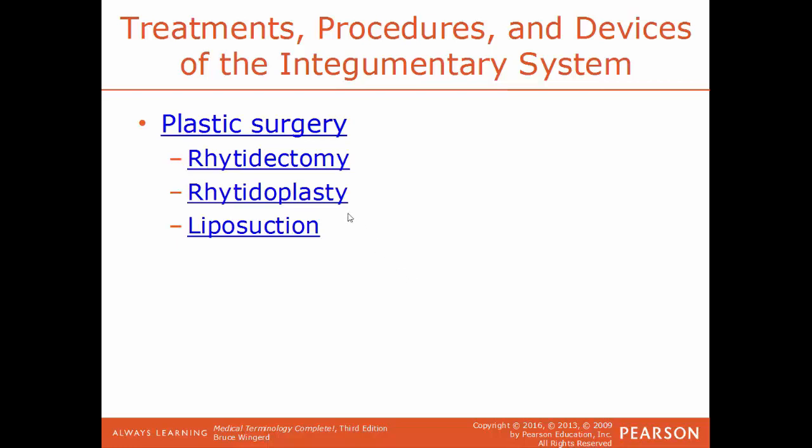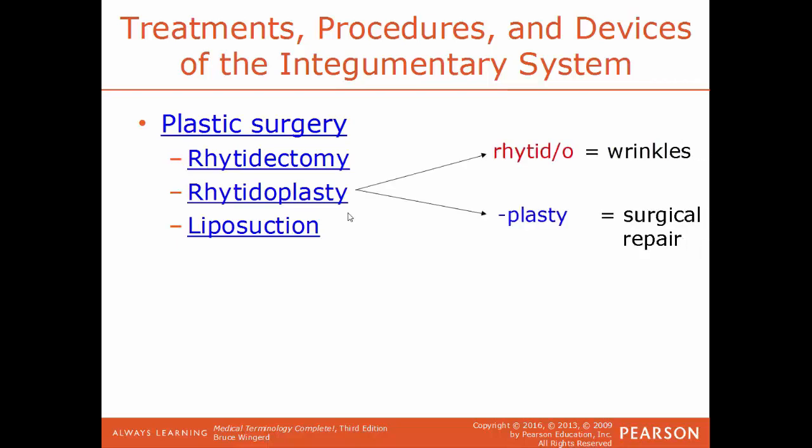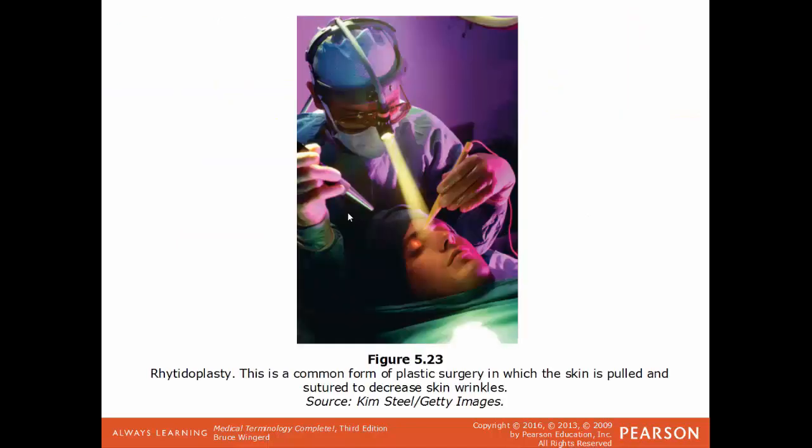Taking a closer look at the second term here, rhytidoplasty. Rhytid would be wrinkles, plasty, surgical repair. So a surgical repair of wrinkles. And here's how that would look. So this is basically why it's called a facelift. There's an incision made near the top of the head, near the scalp, and the skin is pulled tighter and then sewn back together. That's how wrinkles are removed.